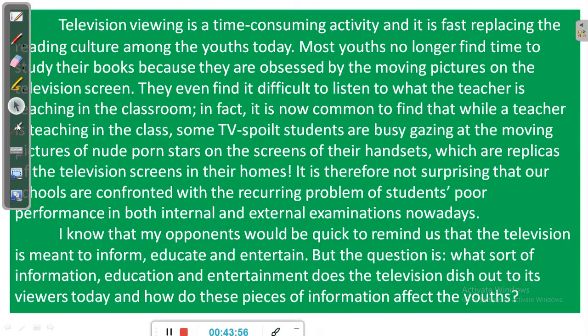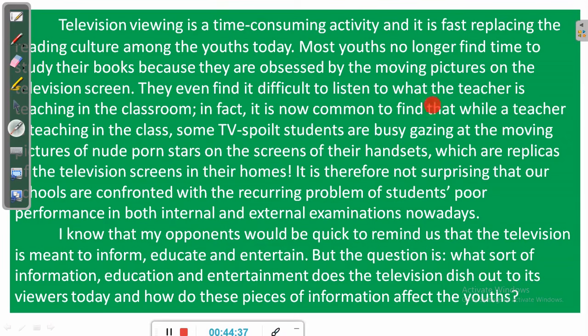Now, we move on to the next paragraph, and we are taking our third point, which is waste of time. Television viewing is a time-consuming activity, and it is fast replacing the reading culture among the youths today. Most youths no longer find time to study their books because they are obsessed by the moving pictures on the television screen. They even find it difficult to listen to what the teacher is teaching in the classroom.